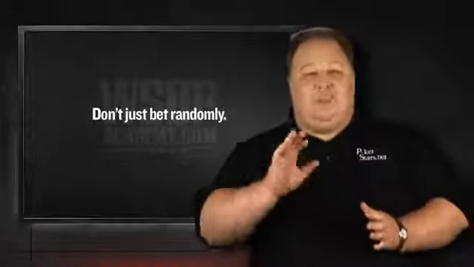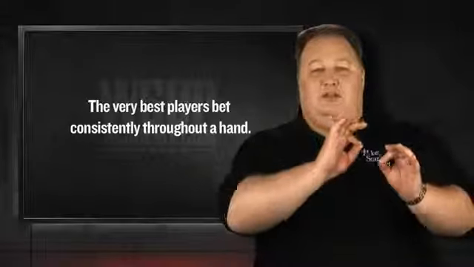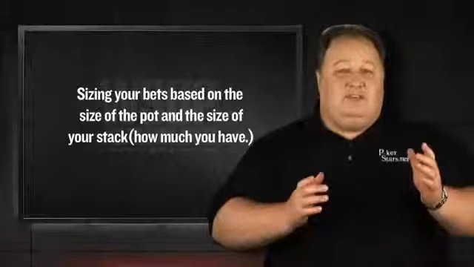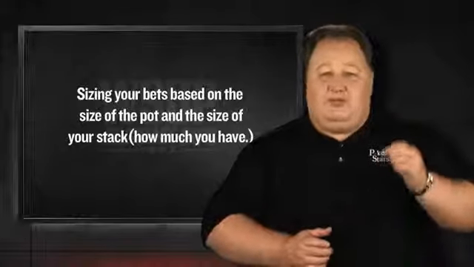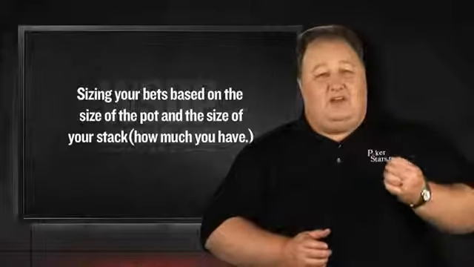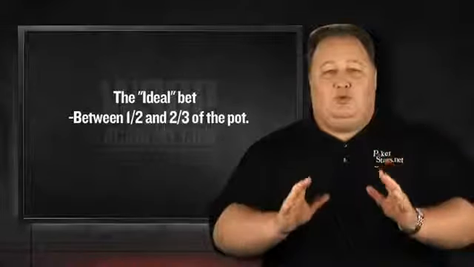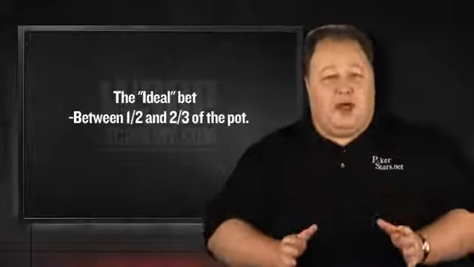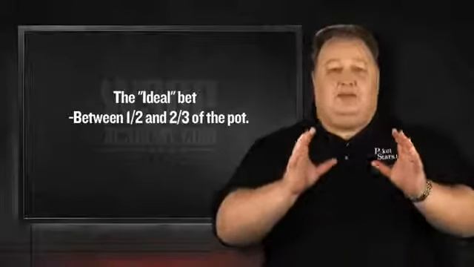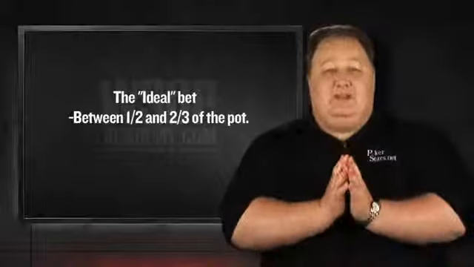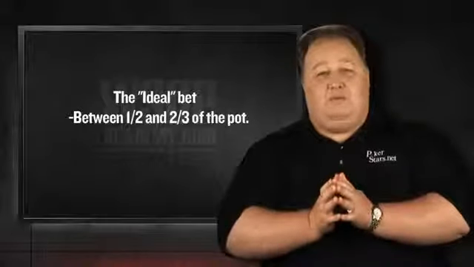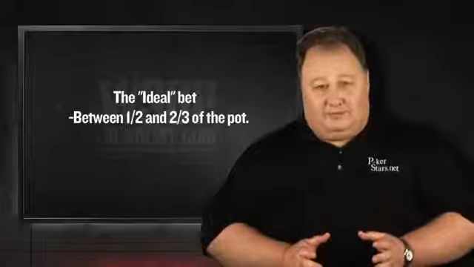In fact, the best players bet very consistently throughout a hand and a tournament, sizing their bets based primarily on the size of the pot and next on the size of the stacks. This strategy is called the ideal bet and is very simple to understand. In each pot, an ideal bet should be between about a half and 2/3 of the pot. For example, if the pot contains 2,000 chips, an ideal bet would be between about 1,000 and 1,300 or 1,400 chips. The key to ideal betting is consistency.